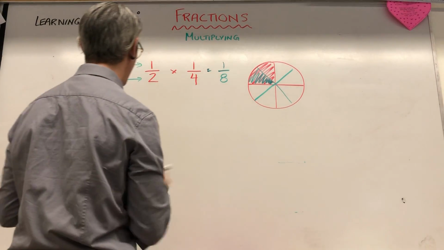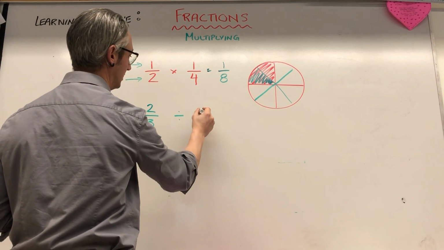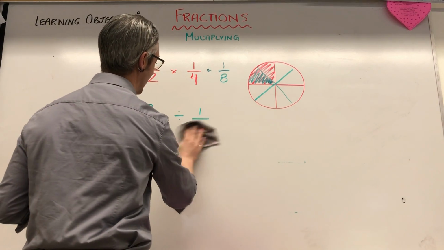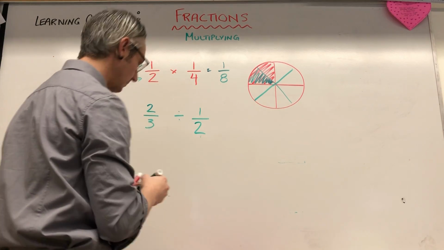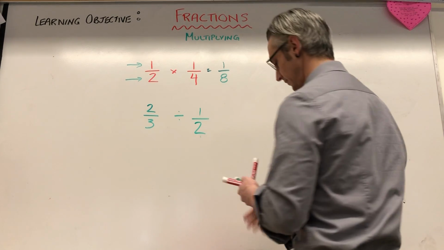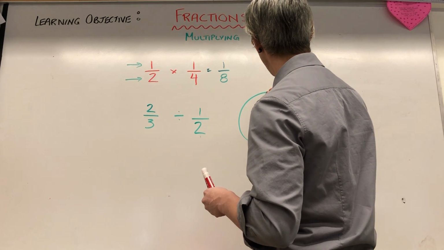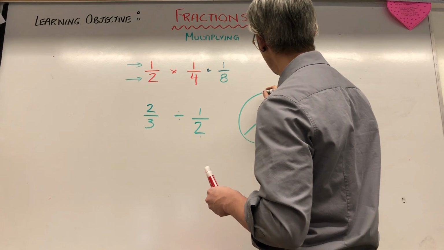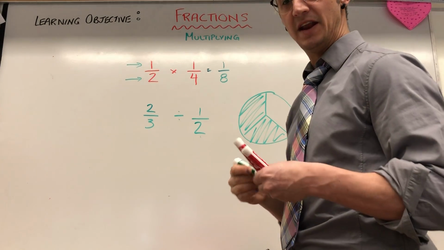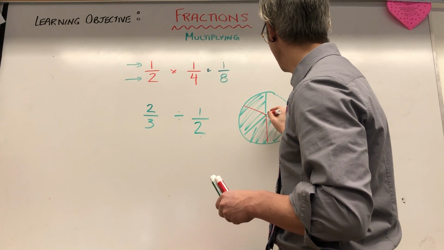So what if I had 2/3 divided by a quarter? Well, I just did a quarter, so let's say divided by 1/2. Okay? Well, I could draw my pie. Draw my pie, and I've got 2/3, which is the peace sign, so I've got that, and I've got that. 2/3, and now I'm going to half everything.